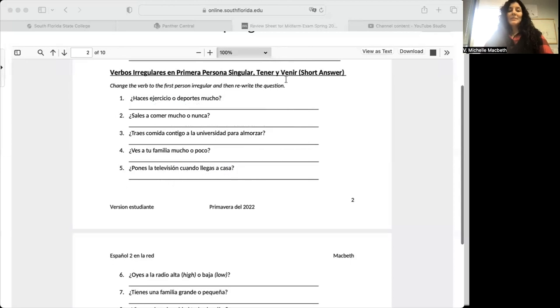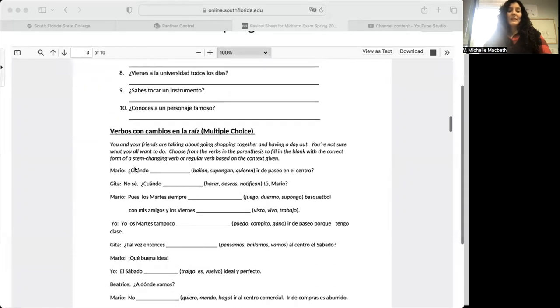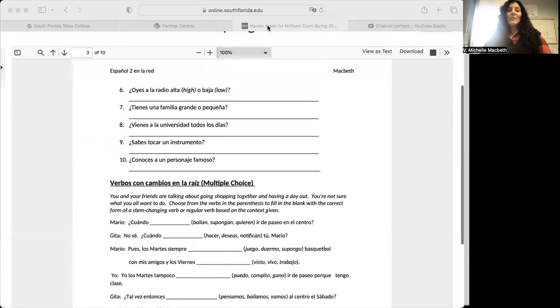Okay. Let's do the yo form of the next few. Okay, so we have 4 more yo forms. Okay, so here we go. So what's the yo form here? We have oigo. No, this one would probably be one that y'all don't know. Oigo la radio.